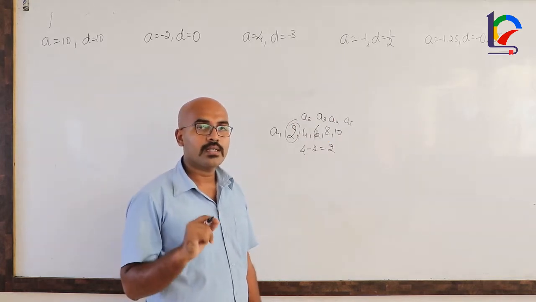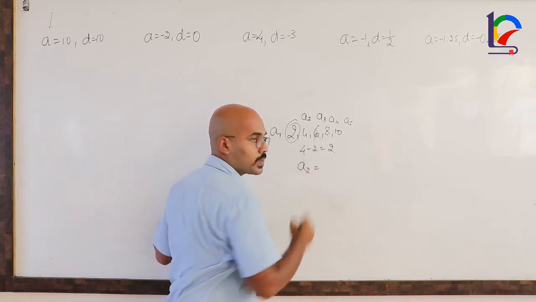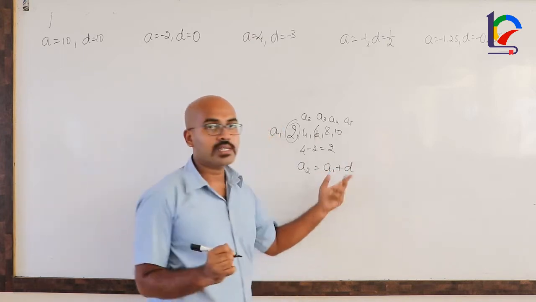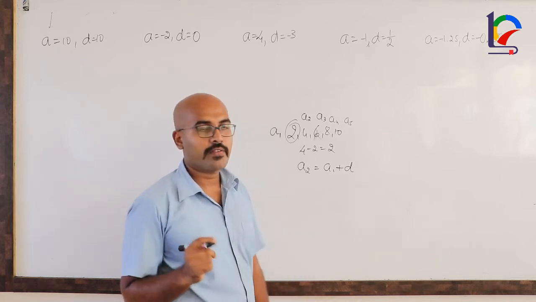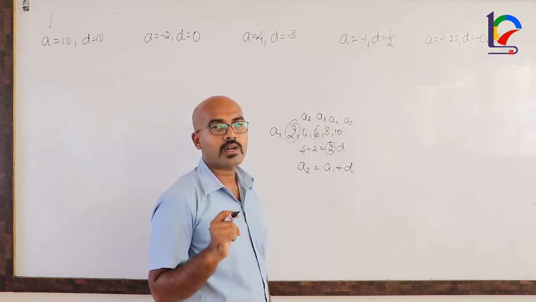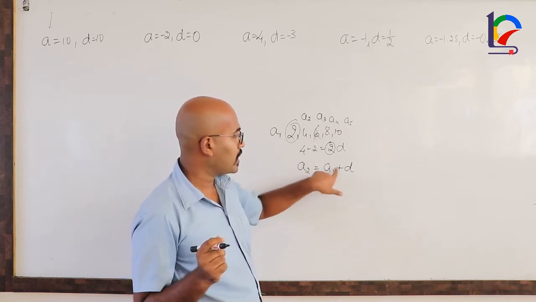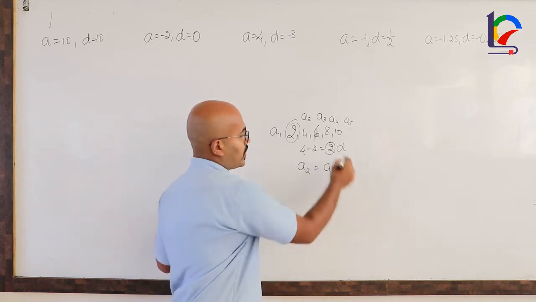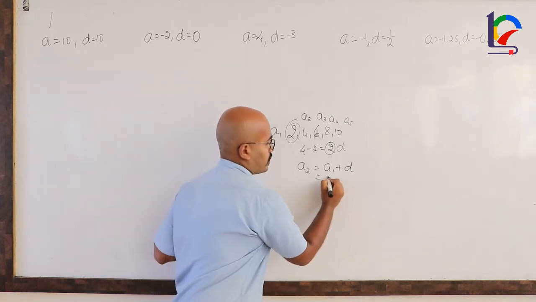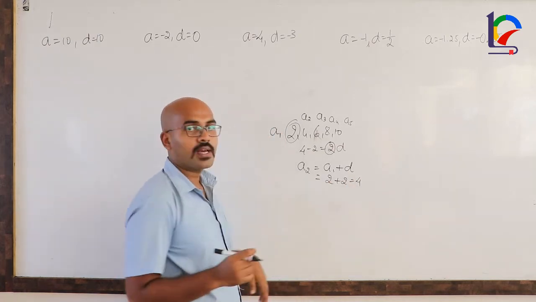If you want to find the second term, a2 is a1 plus d. What is this d? d is nothing but the common difference. Small d represents the common difference. So a2 is equal to a1 plus d. What is a1 here? a1 is 2, which is nothing but a. So 2 plus 2 is 4, since d is 2.